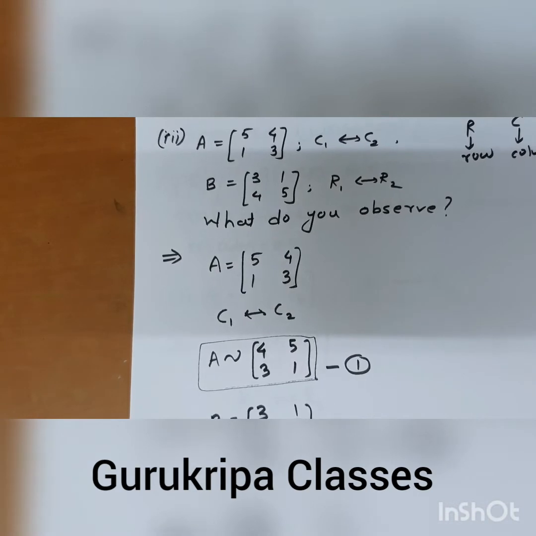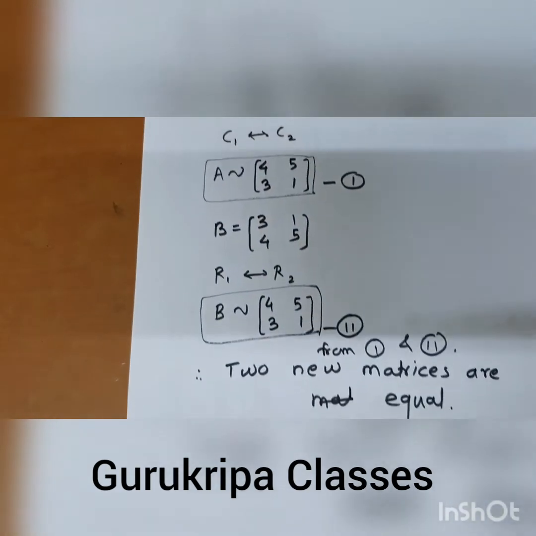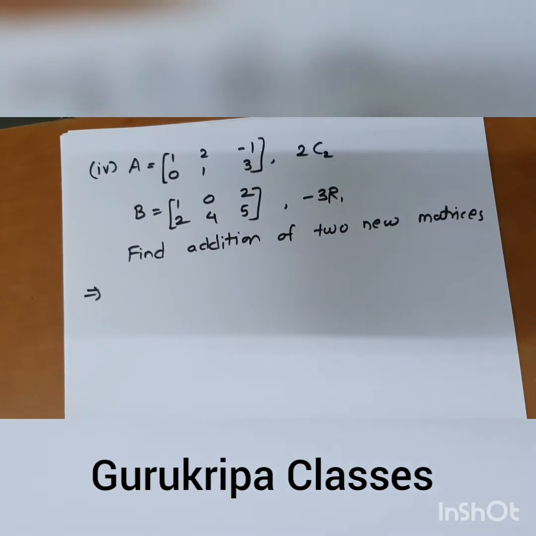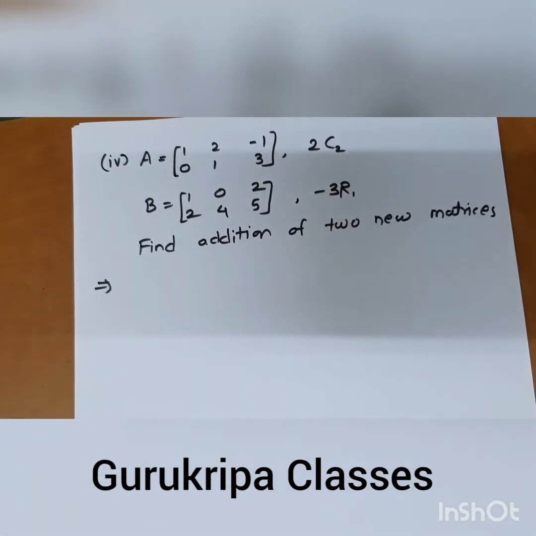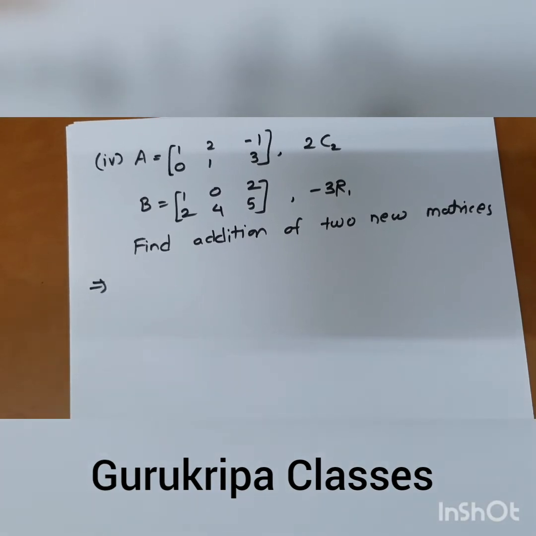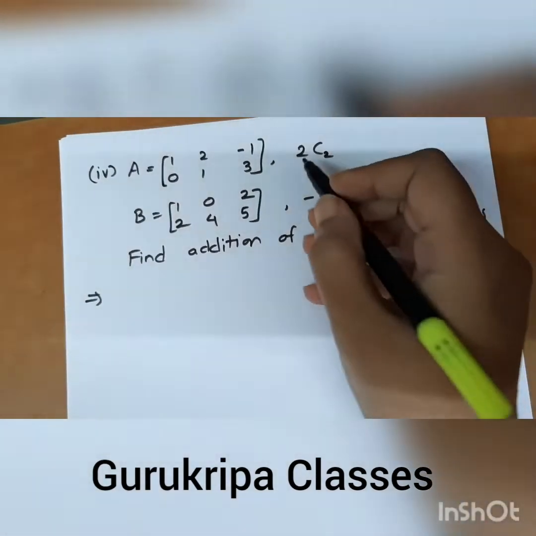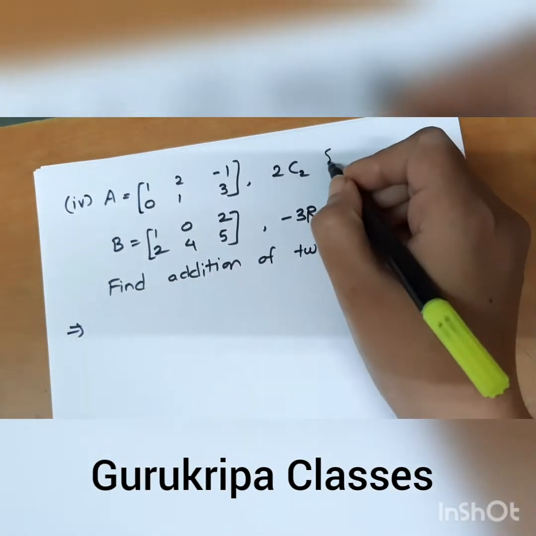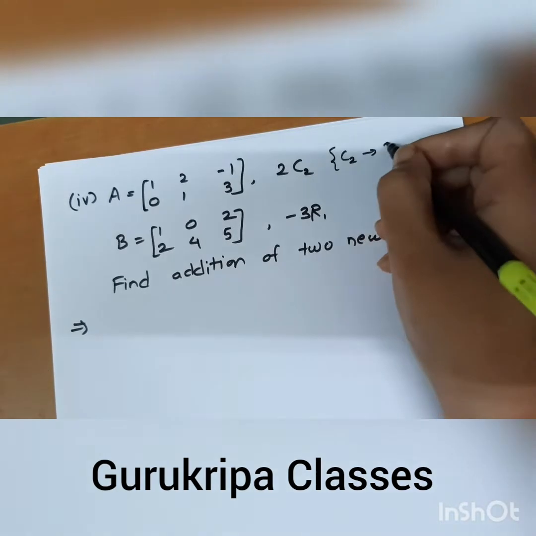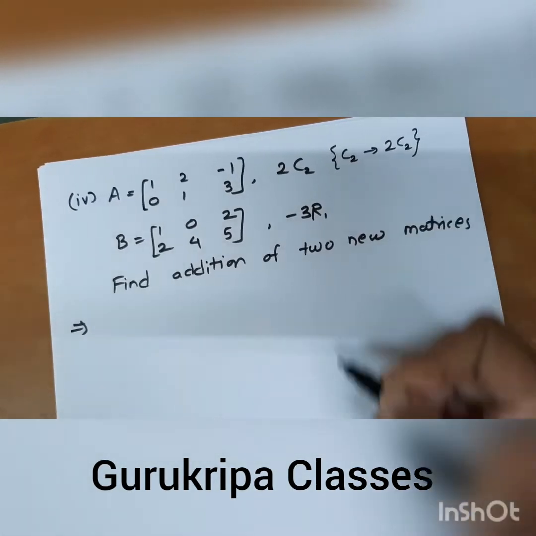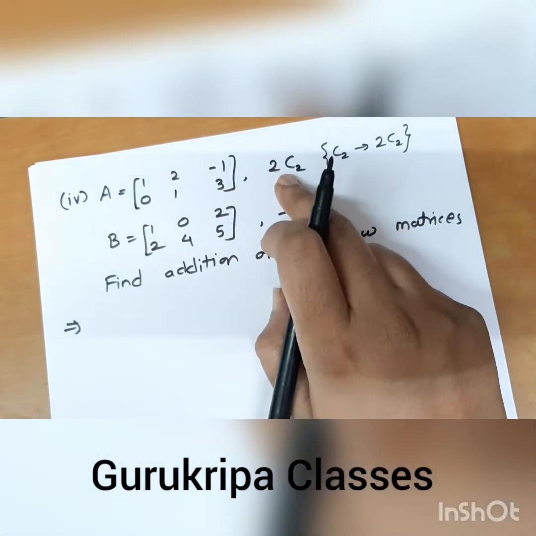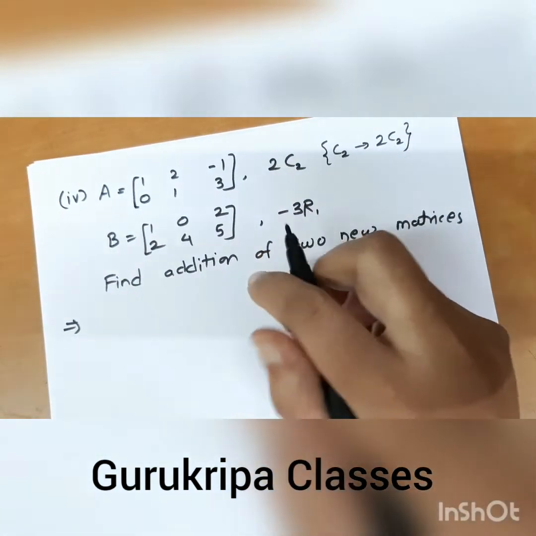Now we'll move to the next example. Question number 4 from the same exercise. A is the matrix 1 2 minus 1. The operation is 2C2, which means C2 changes to 2C2. This is the operation, but in short you can write this as 2C2, as given in the textbook.